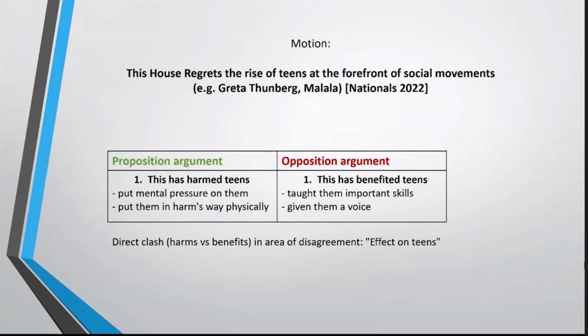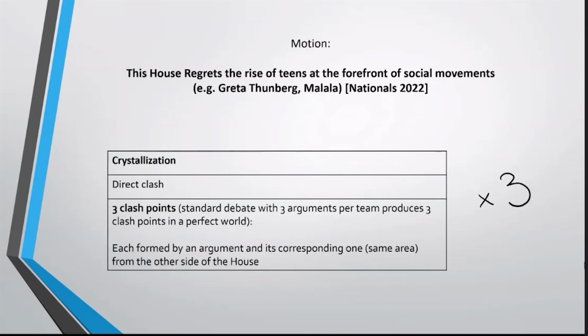It's between the harms and benefits for teens, which are our stakeholders in this case, and the general area of disagreement is the effect on teens. So this would be crystallization.